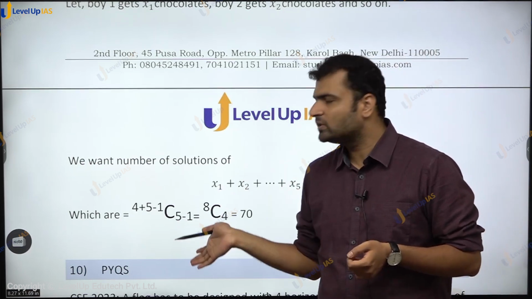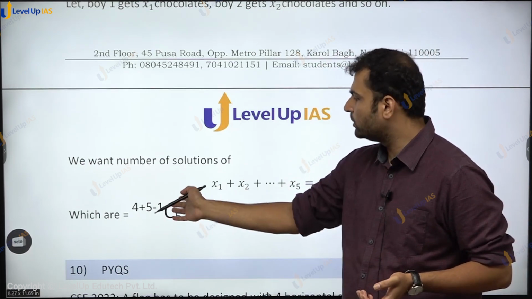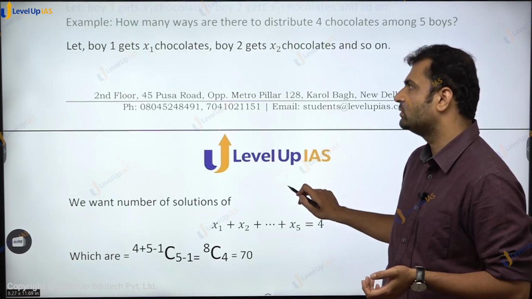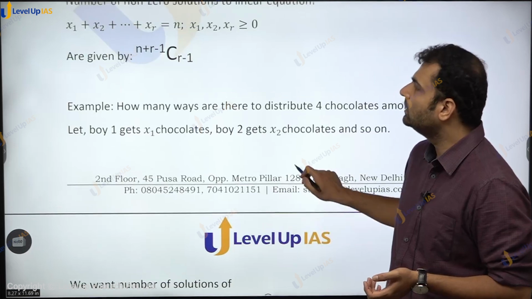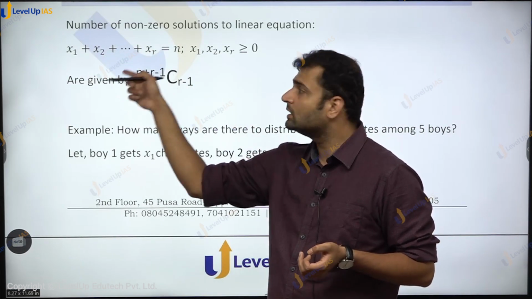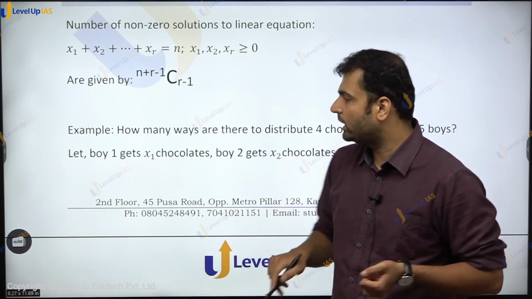Number of solutions of this is what the number of ways is, which is 4 plus 5 minus 1 choose 5 minus 1, which is equal to 8C4, which is equal to 70. So there are 70 ways in which we can have this. Remember, r is the number of variables and n is whatever is on the right hand side.